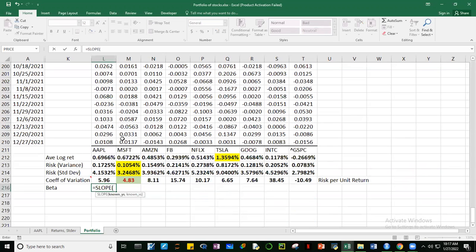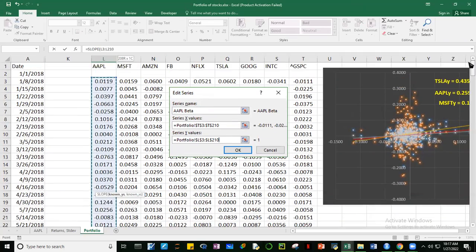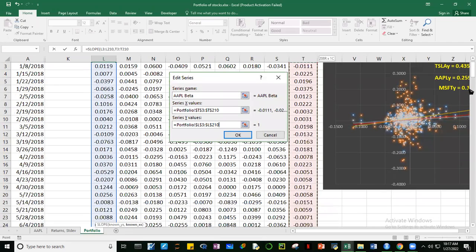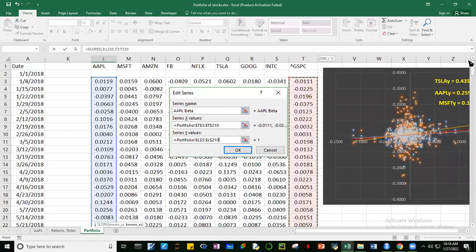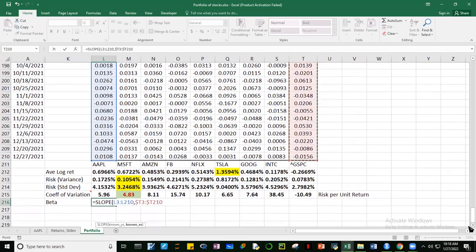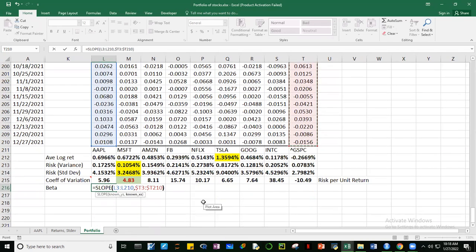Okay, so known Y's natin, so yung first is Apple. Okay, yun yung Y natin, comma. Known X's will be yung GSPC, control shift down. Okay, GSPC natin. And then I'm going to fix natin F4 yung column, kasi we're going to copy the formula to the right, ibig sabihin no need to fix the row. We're going to copy the formula along the row, so no need to fix the row. Okay, control enter.